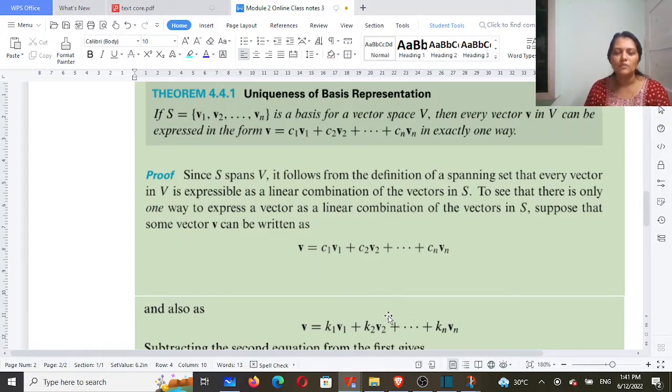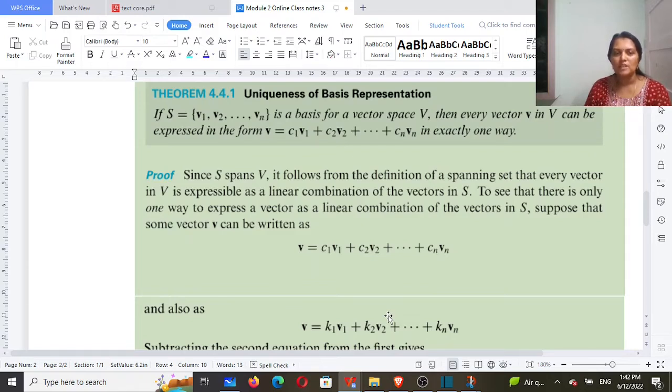Now for the proof, since S is a basis, it is linearly independent and it spans V. It follows from the definition of a spanning set that every vector in V is expressible as a linear combination of the vectors in S. So there exists a linear combination expression. Now we have to show that it is unique. For that, we take one more combination to see that there is only one way to express the vector as a linear combination of the vectors in S.